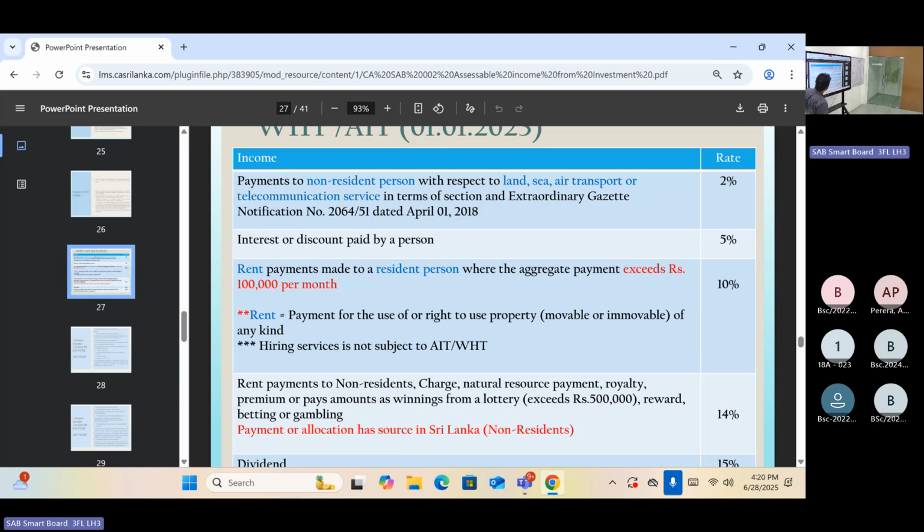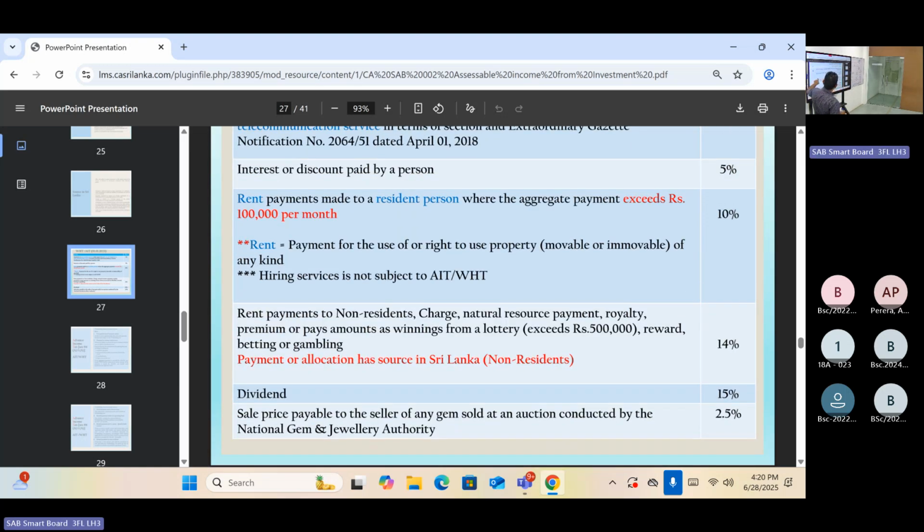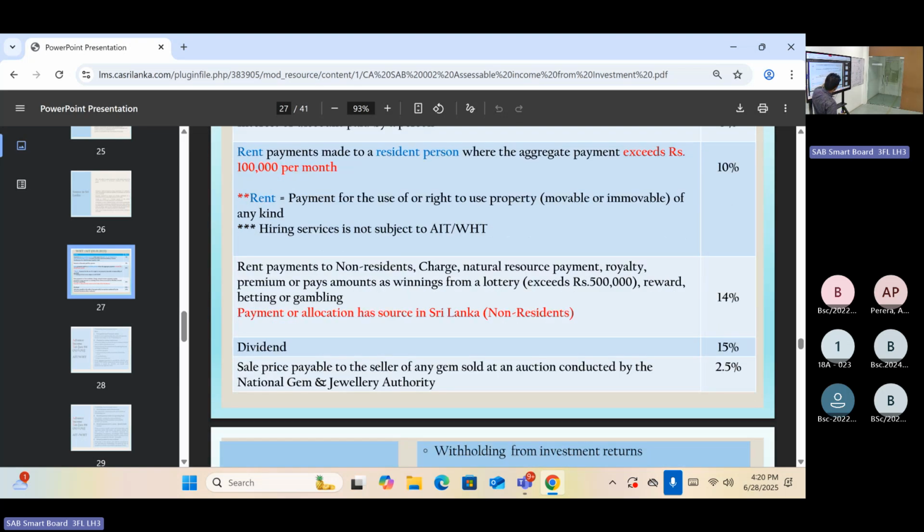Non-resident person with residual land, transport 2%. Interest or discount: interest 5% is deducted. Rent 10%. If the monthly rent is more than 100,000, exceeding 100,000, the total amount WHT is 10%. The payment goes to the non-resident in terms of rent, charges, natural resource payment, royalty, whatever thing.